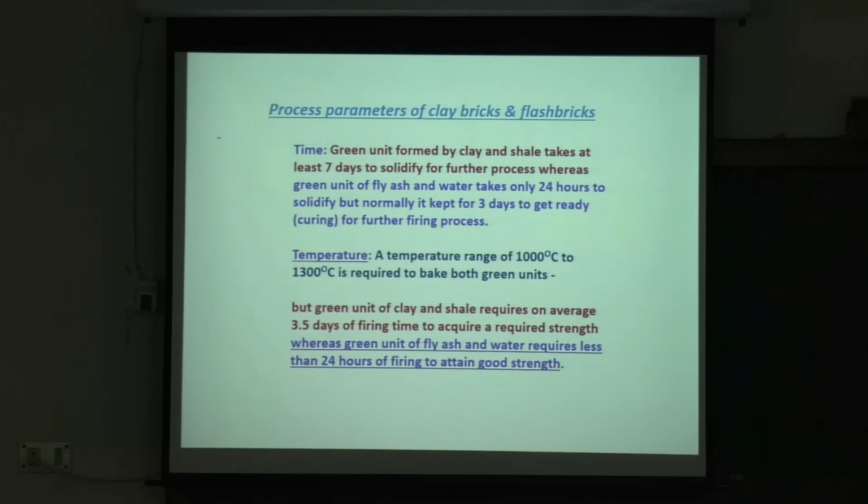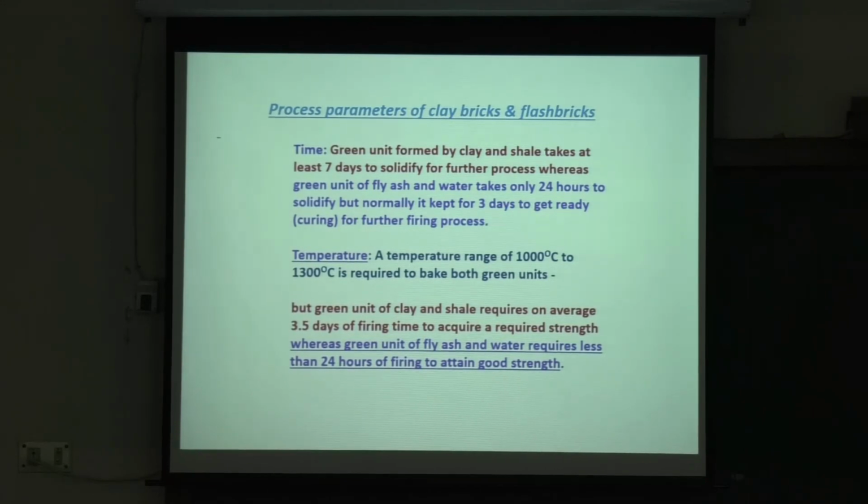Process parameters on clay bricks and fly ash bricks. Time. A green unit formed by clay and shale takes about 7 days, whereas a green unit of fly ash and water takes only 24 hours to solidify. But it can be kept up to 3 days. So the time required to initiate the process becomes about 15% only of the clay bricks. But sometimes you can go up to about 40 or 45% of the time. So you are saving time.